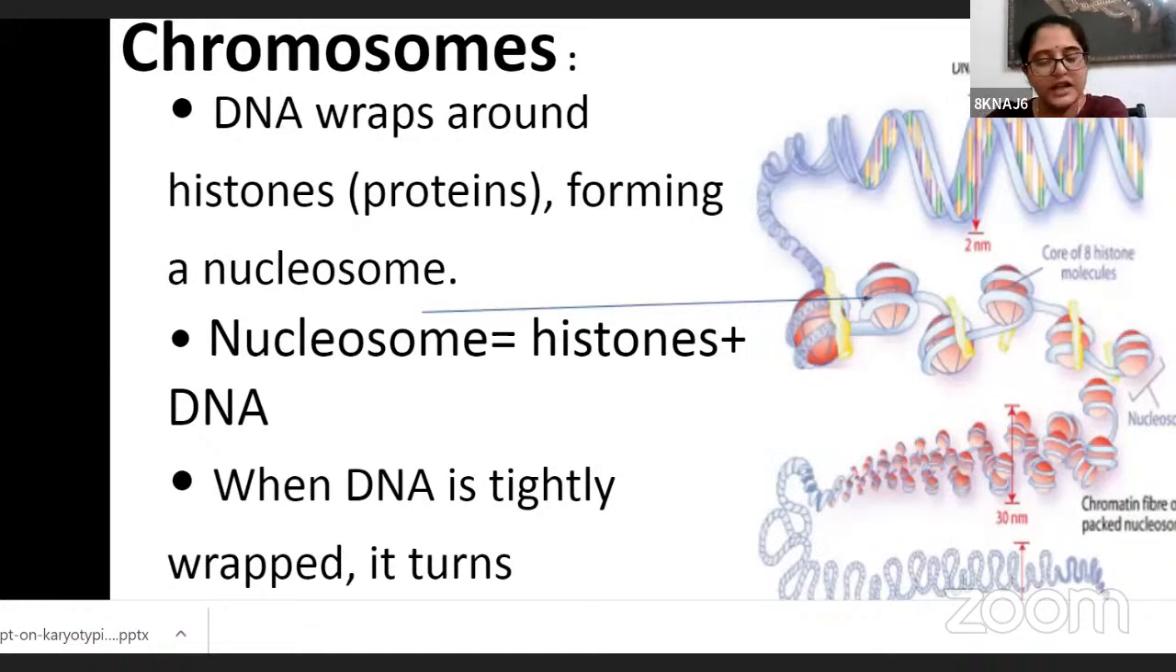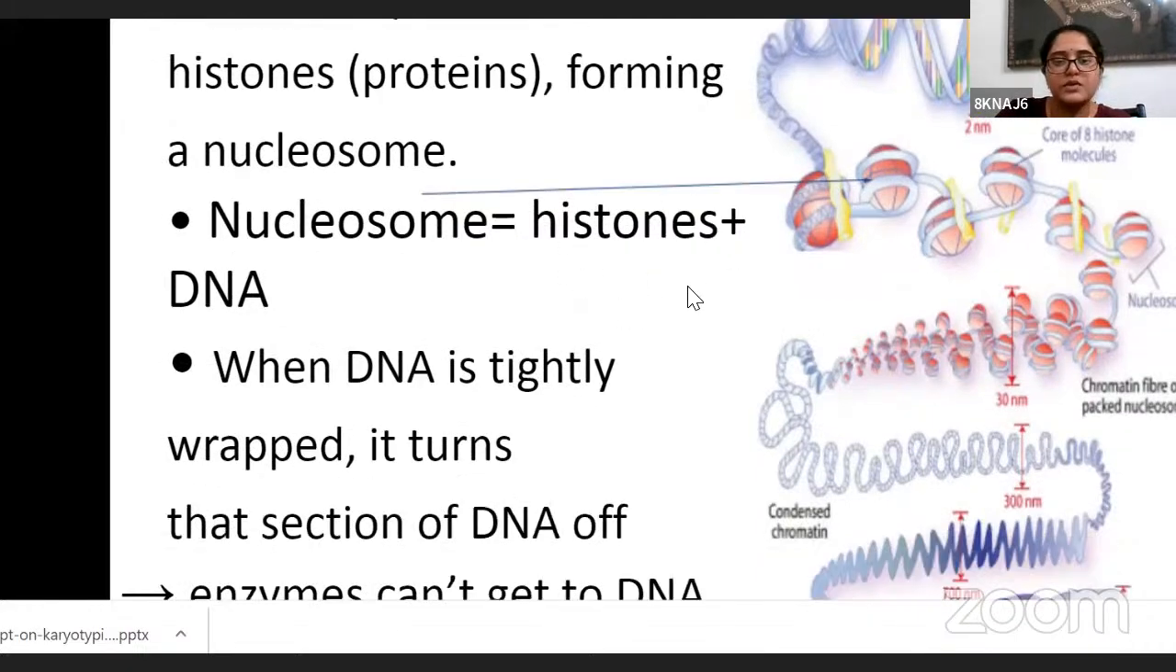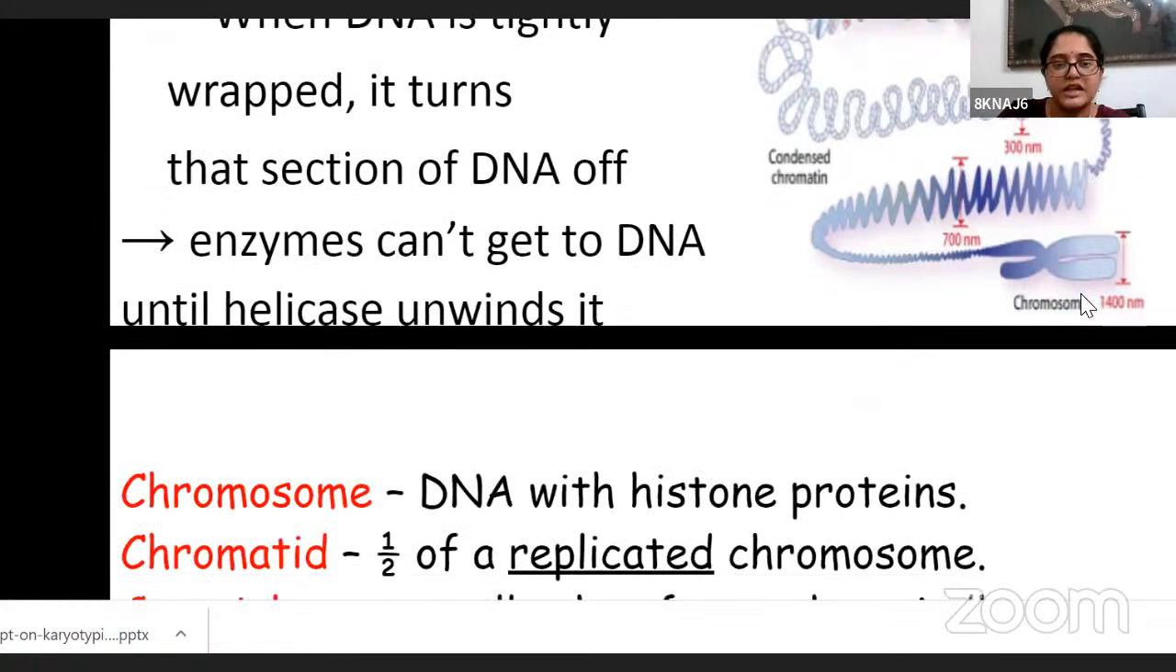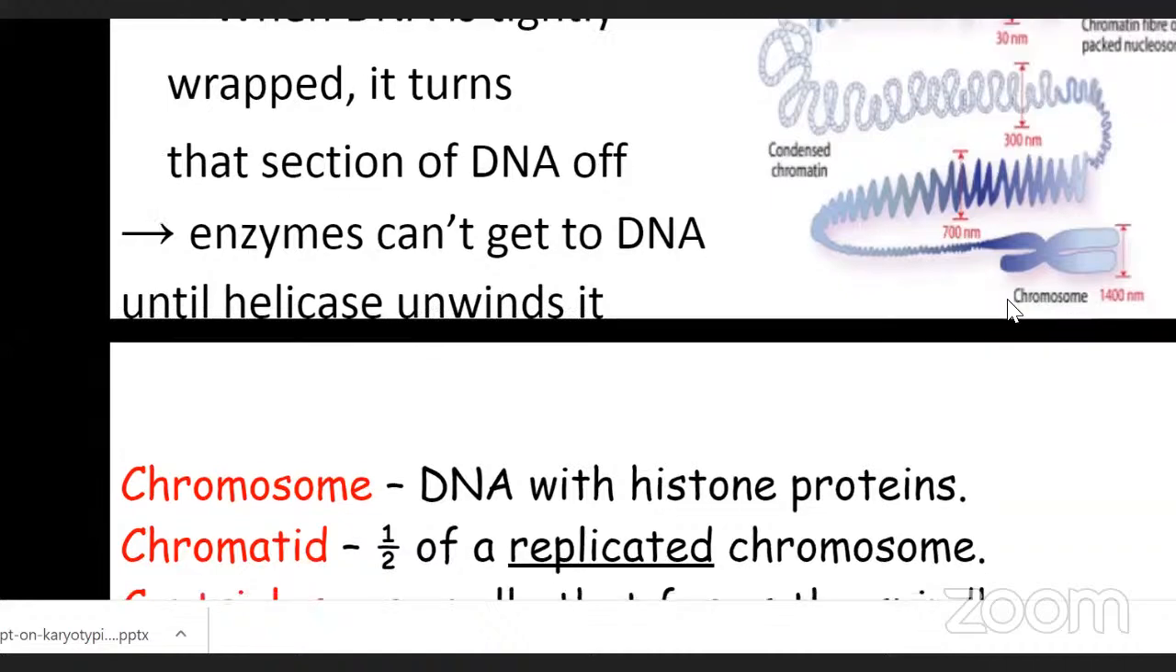And you get to see that you have 23 pairs of chromosomes, that is 46 chromosomes are present, out of which 23 are autosomes and allosomes. We'll come to them later again. So again, you have nucleosomes, that is histones plus DNA, and then DNA is tightly wrapped around it. Each section has this DNA that's present, and enzymes can't get to the DNA unless there is an enzyme called helicase, which helps in the unwinding of that.